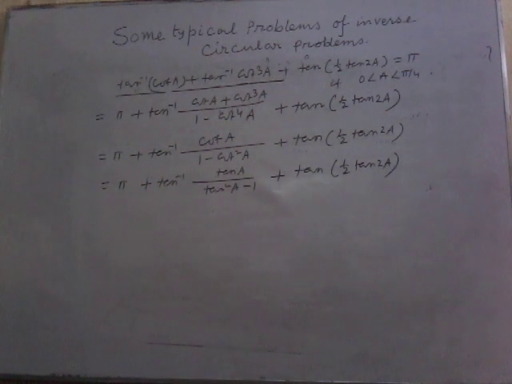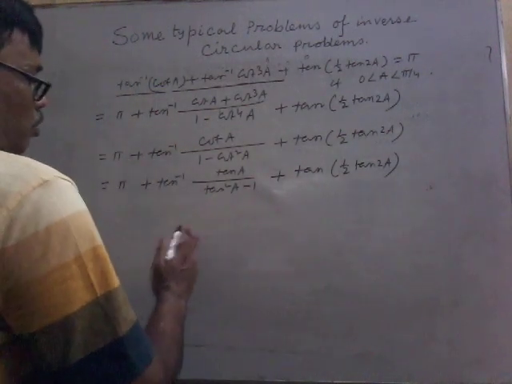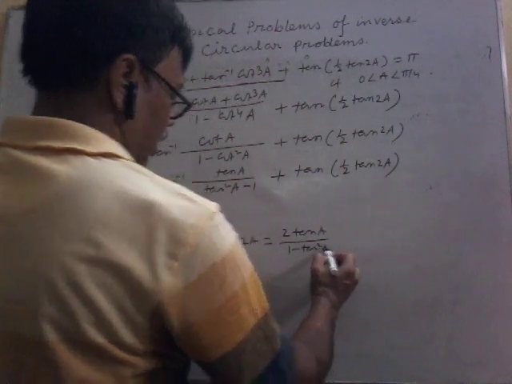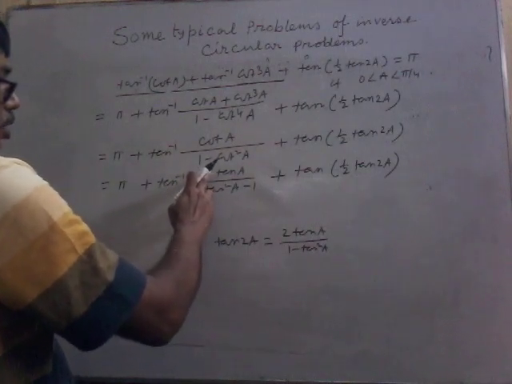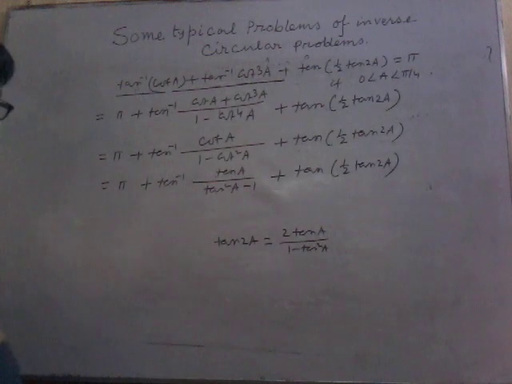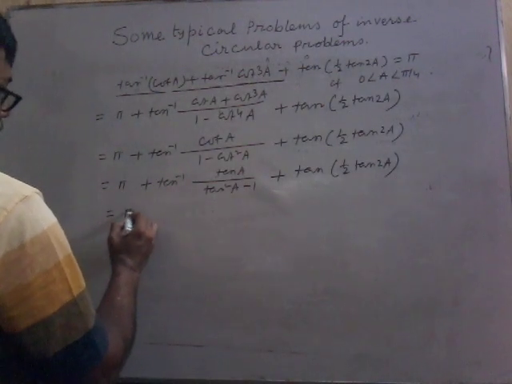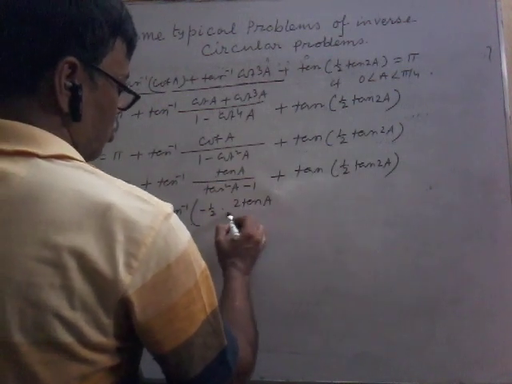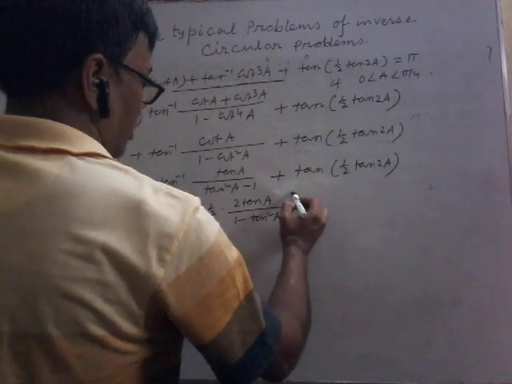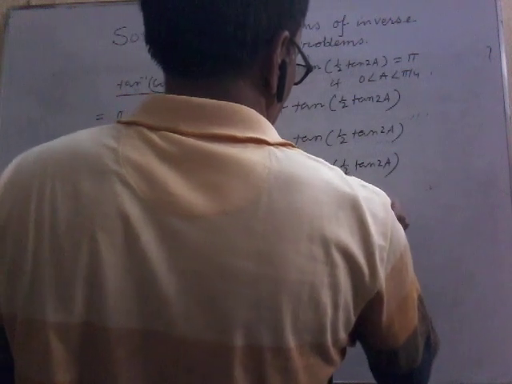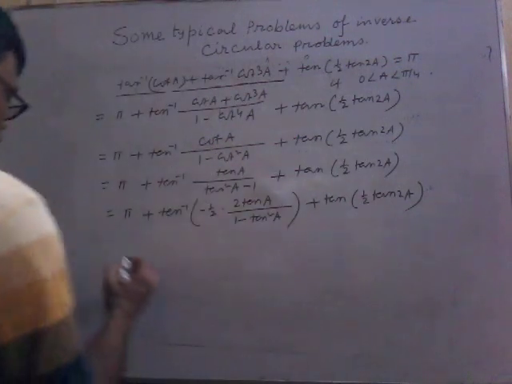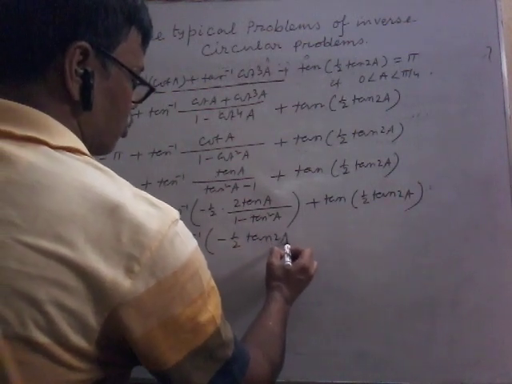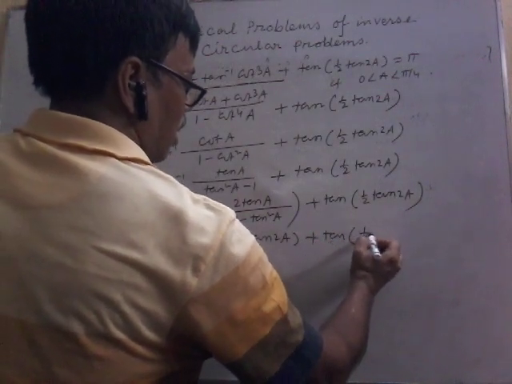Now look, tan 2A, what is the formula of tan 2A? Tan 2A is 2 tan A by 1 minus tan square A. So here 2 is not present, so we have to take 2 here and balance it, minus 1. So this equals pi plus tan inverse of minus half into, look at this step, 2 tan A by 1 minus tan square A, that is half tan 2A. So pi plus tan inverse of minus half tan 2A.